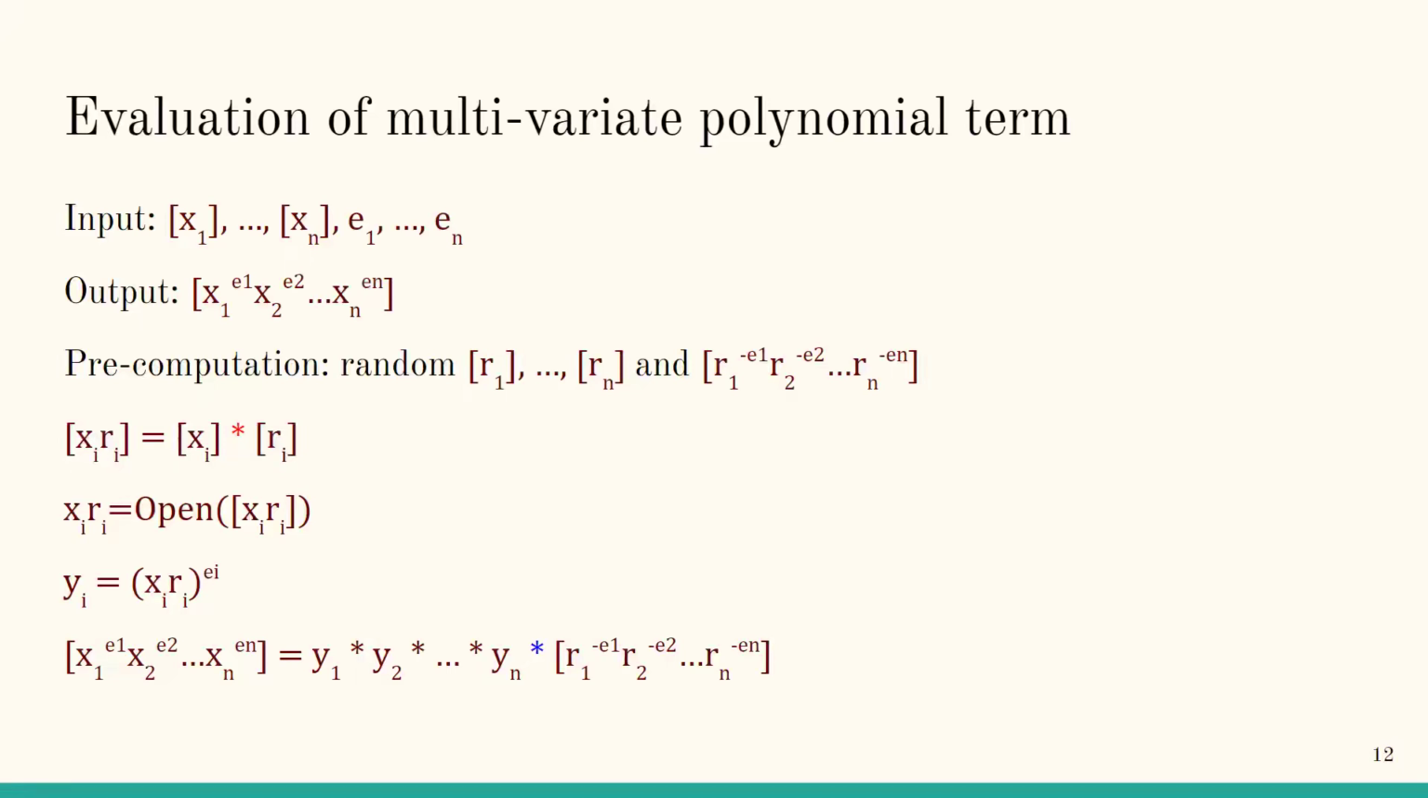Finally, we need to multiply by the secret share of the product of all the R's inverses in order to remove all the random values and obtain our final product. This allows us to perform this in 2 rounds instead of big O of log E plus log N rounds. Note that this is especially significant because 2 is constant and independent of the actual values of n or the ei's.